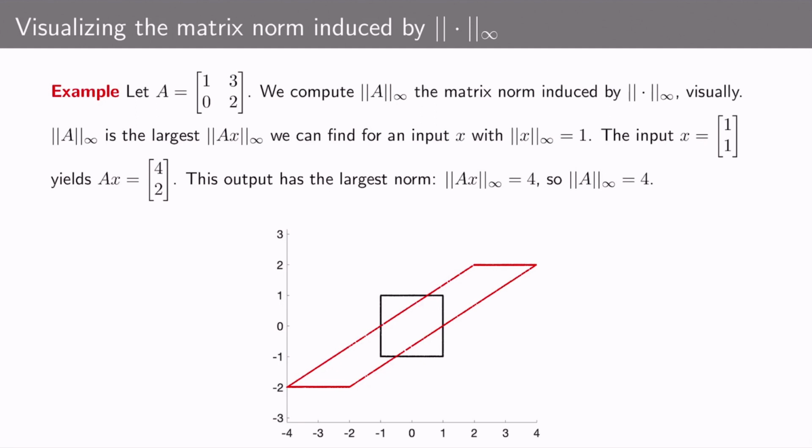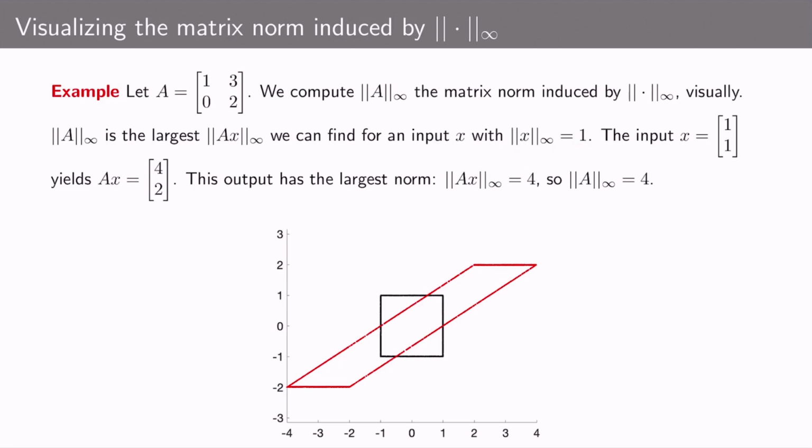Let's do the same thing for the matrix norm induced by the infinity norm. We'll choose the same matrix A, and this time we'll choose the infinity norm on R2 to compute the norm of A in the infinity norm. Again, the infinity norm of A is going to be the largest infinity norm of Ax that we can find for an input x that has infinity norm 1.